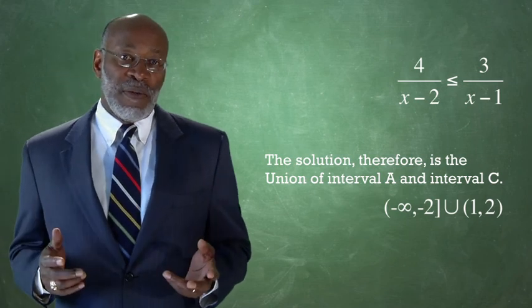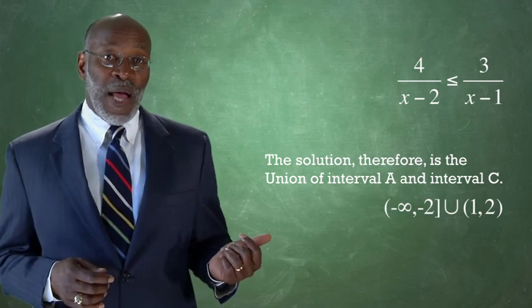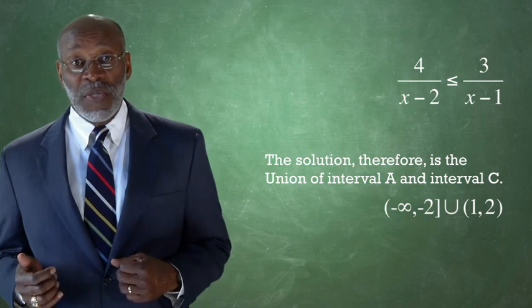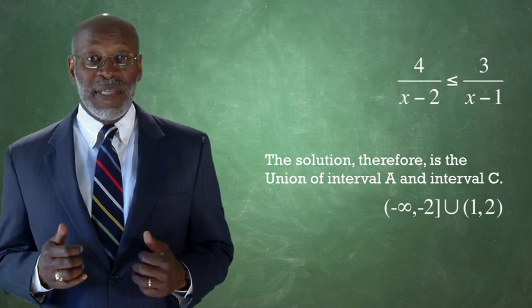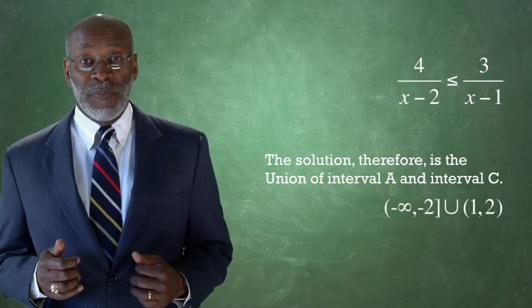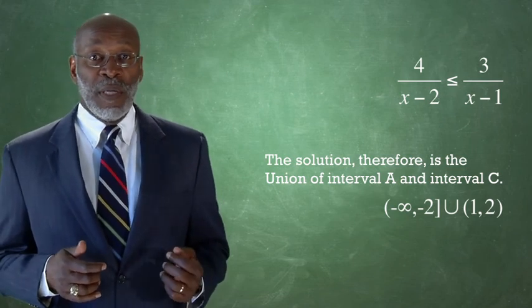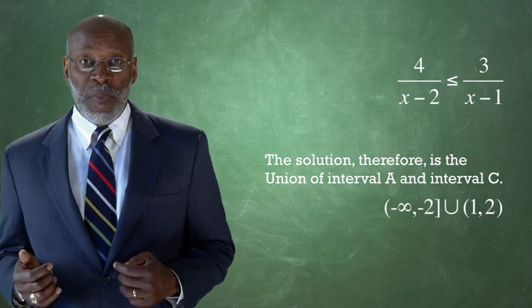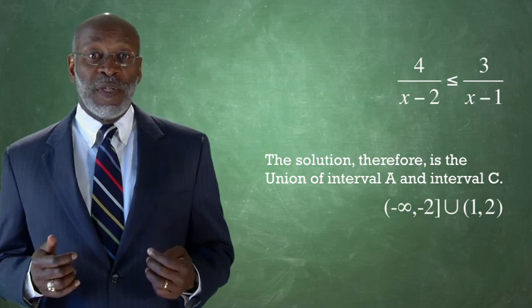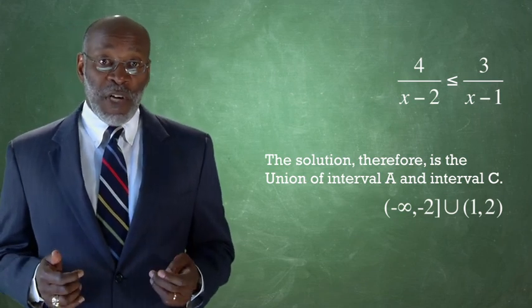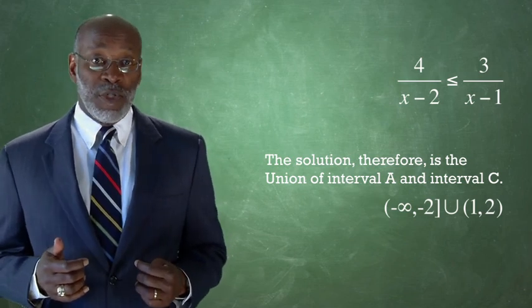Now, interval A goes from negative infinity to negative 2. It is open at negative infinity and it's closed at x equals negative 2. It is closed because x can take on the value negative 2. Interval C, on the other hand, goes from positive 1 to positive 2. In this case, this interval is open. The interval is open because the function cannot take on the values x equals 1 and x equals 2.